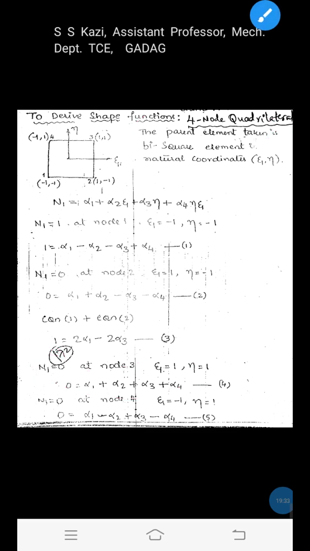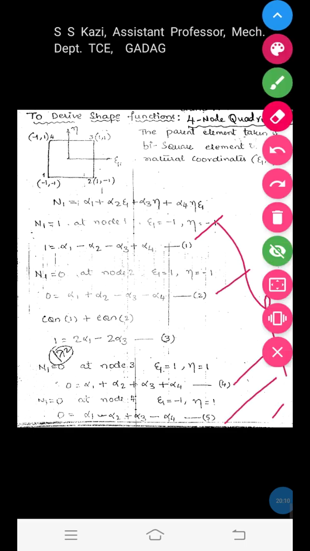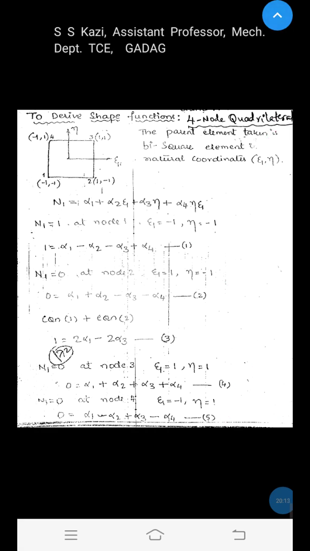Now next, n1 is 0 at node 4, then zeta is equal to minus 1 and neta is equal to plus 1. If you substitute this condition into this equation, we will get 0 is equal to alpha 1 minus alpha 2 plus alpha 3 minus alpha 4. Like this, by applying these 4 nodal conditions for the n1 equation we will get 4 equations. These 4 equations 1, 2, 3 and 4, if we solve, we will get alpha 1, alpha 2, alpha 3 and alpha 4.